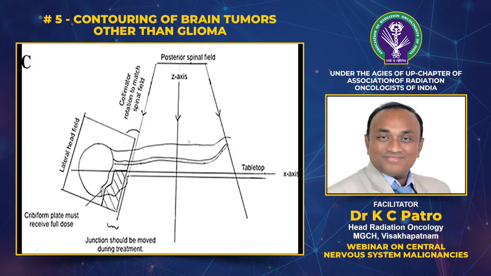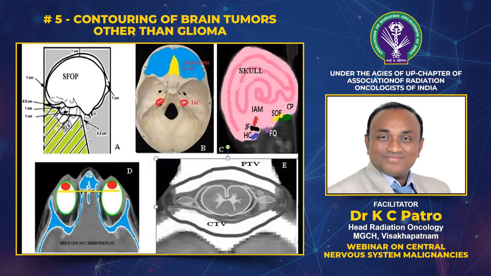So CSI planning, again, 2D planning, if you want to do, you have to use at least two beams, and this is the lateral beam and this is the anterior beam. But as madam told, Tejpal sir is going to talk about the medulloblastoma, so I am not confined to this area. But two or three things I want to tell about this.